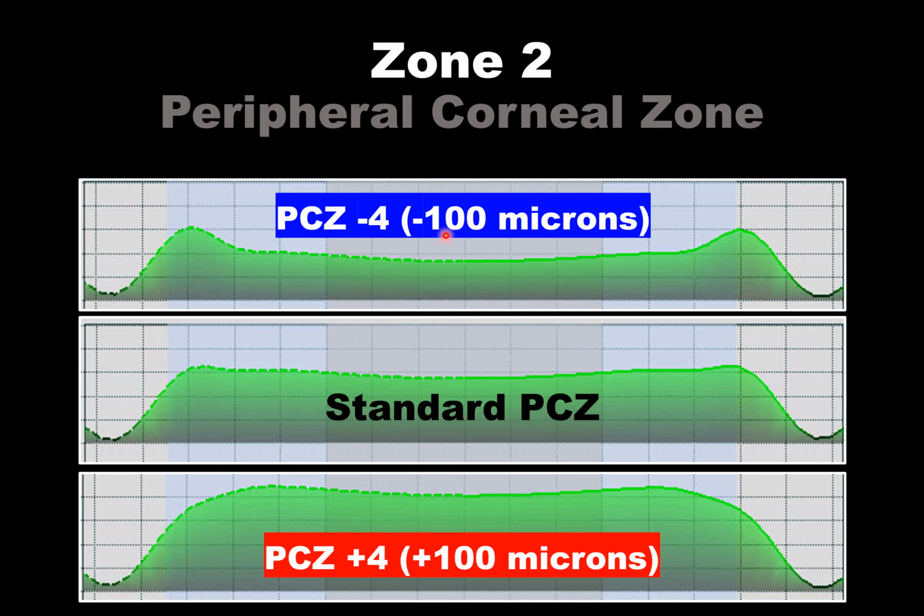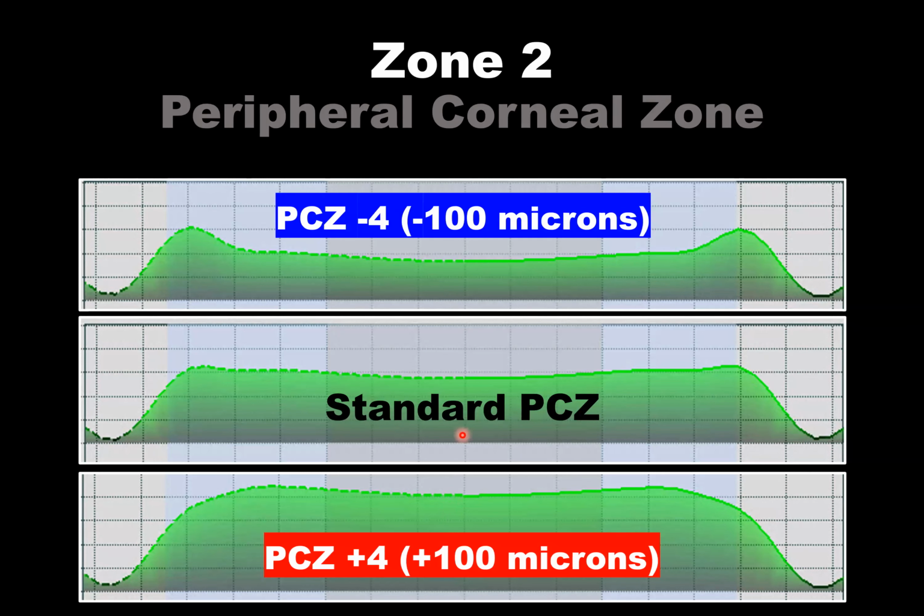So put another way, when you adjust the peripheral corneal zone 1 step, you change the sagittal depth of the lens 25 microns. So each step, a 25 micron adjustment. If I make the peripheral corneal zone, zone 2, minus 4 steps, I'm taking away 100 microns of apical clearance. Conversely, if I were to increase the peripheral corneal zone 4 steps, I'm now adding 100 microns of vault to the central vault of the lens.